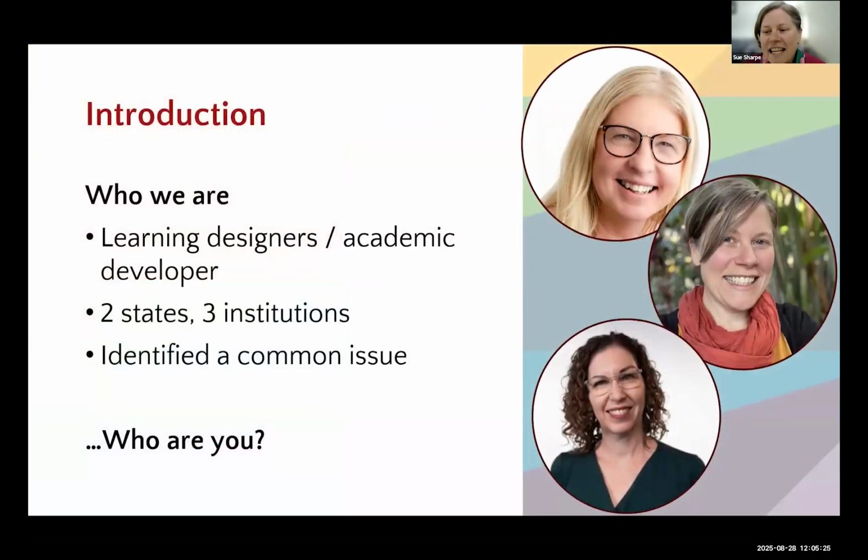Jenny, Tanya and I met at the Herzer conference and got to know each other across several years. At that time, I was an education designer. I'm now an academic developer. And Jenny and Tanya were learning designers then and now managing other learning designers. We were spread across 2 different states and 3 different institutions, but we had a common issue.